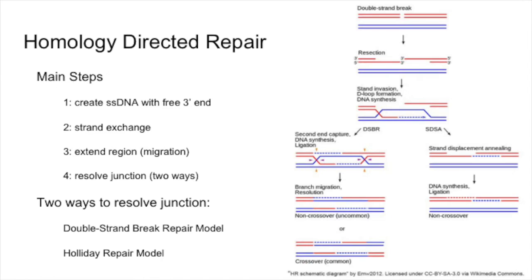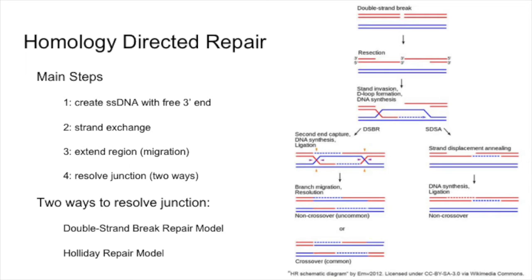So now that we have discussed how double-stranded breaks are detected, we will then discuss how they are repaired. We will talk about homology-directed repair, or HDR, and we will be going through two models of resolving homology-directed repair called the Holliday junction model and the double-strand break repair model. HDR is a repair mechanism used by cells in the event of a double-stranded break. It is a relatively accurate way of repairing a double-stranded break because it involves the use of a homologous template, either a sister chromatid or a homologous chromosome.